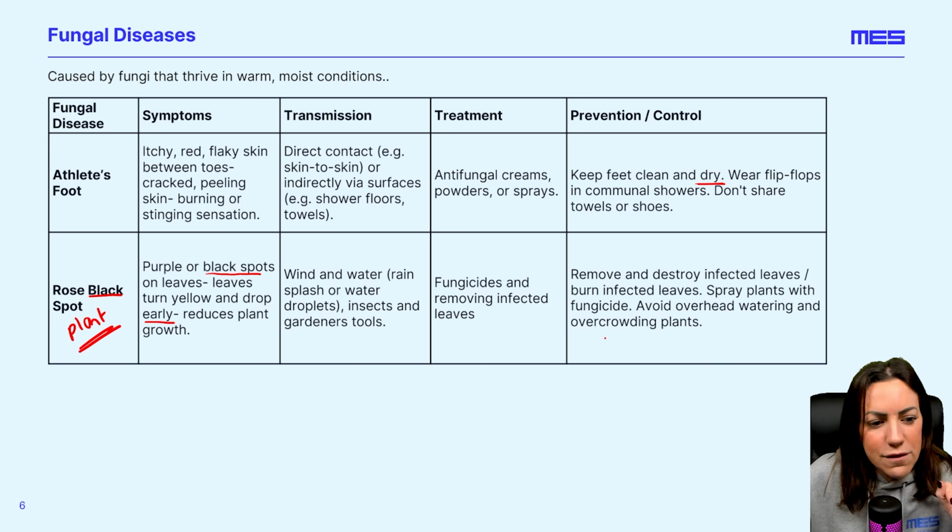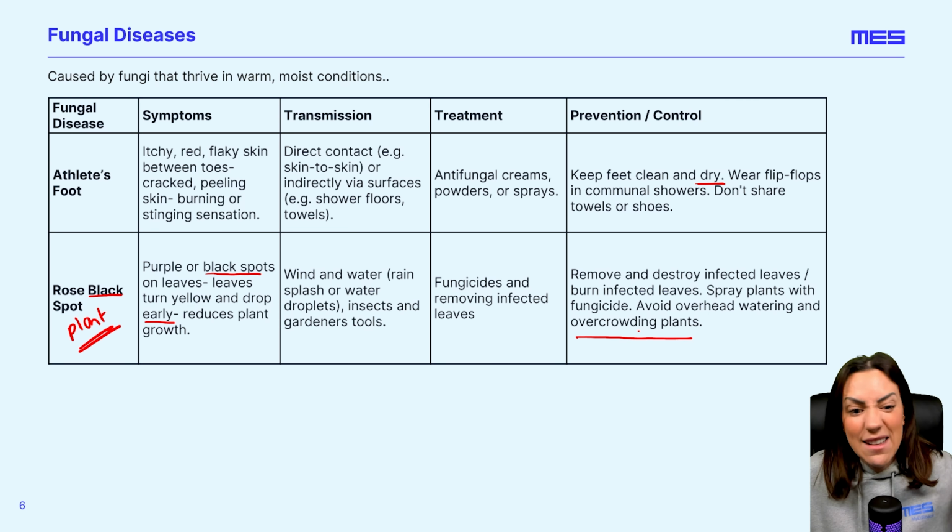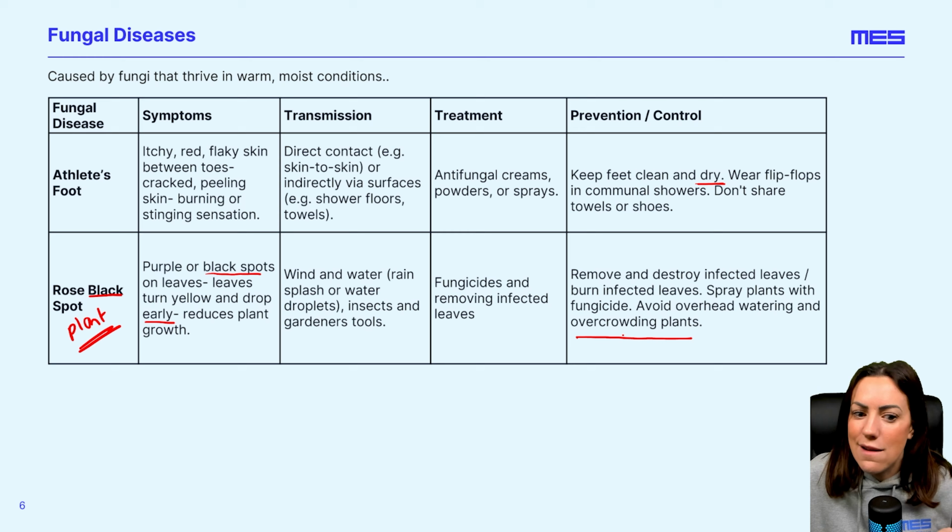You also want to avoid overcrowding plants. You want to plant them further away. So if it is windy and the wind is carrying the spores, they will not reach a healthy plant because the plants are more spread out, if that makes sense.